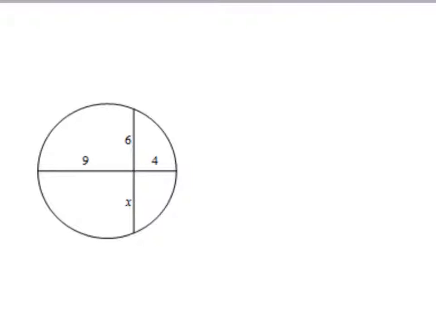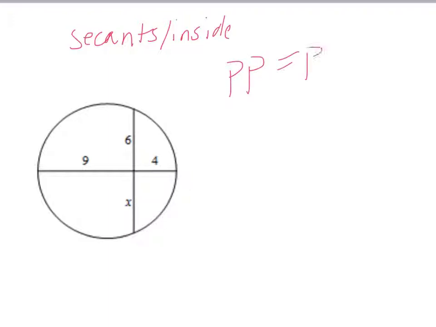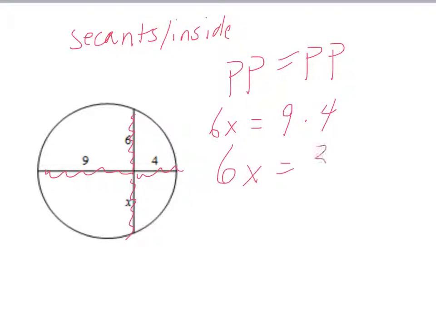And the last problem on our review is again two secants that intersect inside the circle. So our formula is PP equals PP. So we start here, we have 6 as one part, x as the other, equals 9 for that part, times 4 for the other. So we get 6x equals 36. 9 times 4 is 36. We divide by 6, and x equals 6. That's the end of the review.